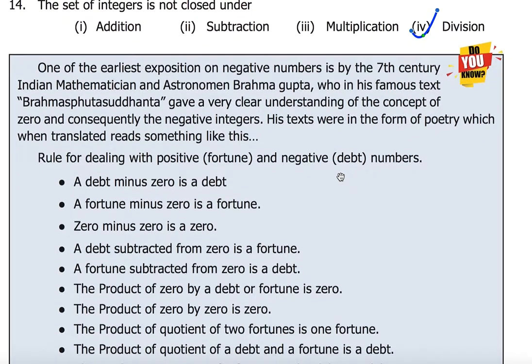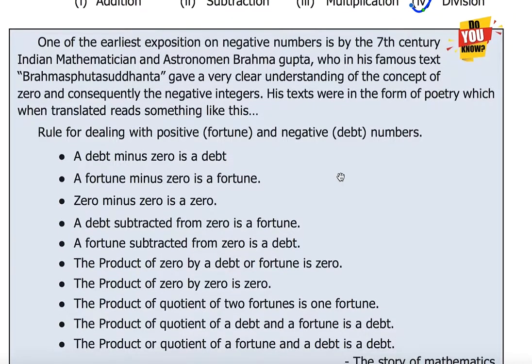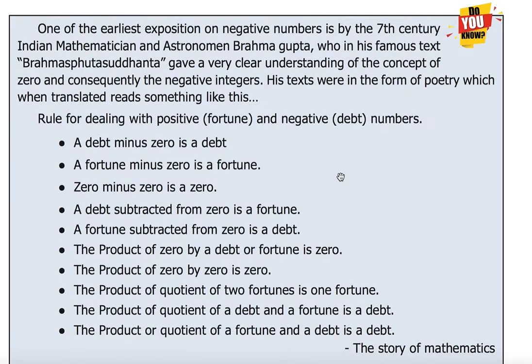One of the earliest expositions on negative numbers is by the 7th century Indian mathematician and astronomer Brahmagupta, who in his famous text Brahmasphutasiddhanta gave a very clear understanding of the concept of zero and consequently the negative numbers. His texts were in the form of poetry, which, when translated, reads something like this: Rule for dealing with positive and negative numbers. Negative means debt, positive means fortune.